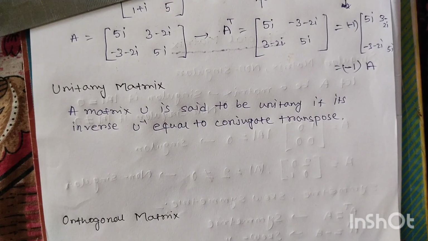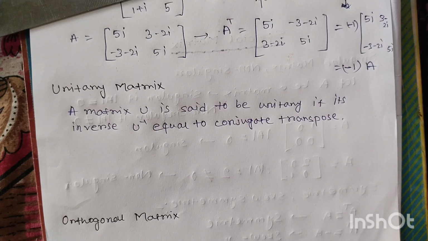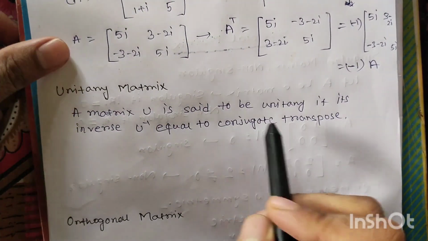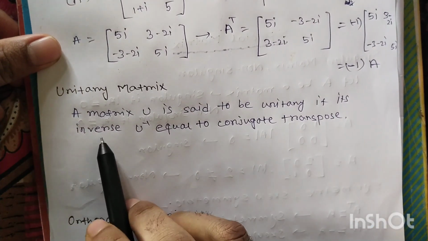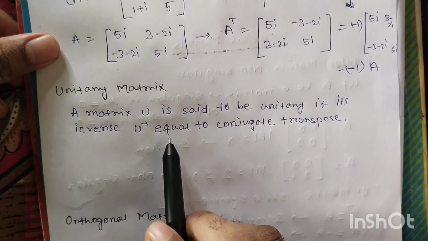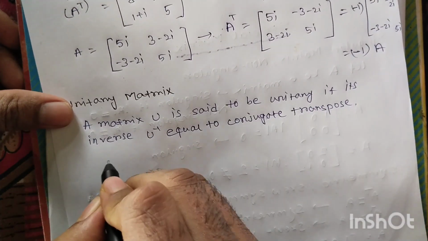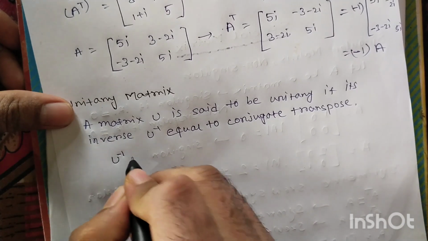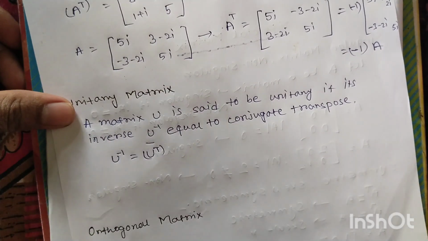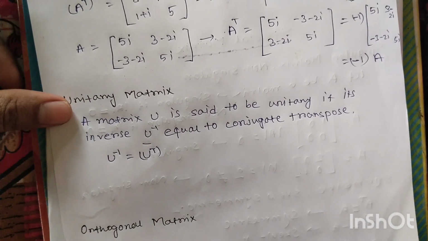Now, okay, the definition of unitary matrix. A matrix U is said to be unitary if its inverse, U inverse, is equal to its conjugate transpose. That means U inverse equals the conjugate transpose. This is the denotation of conjugate transpose. Okay, then that matrix is called a unitary matrix.